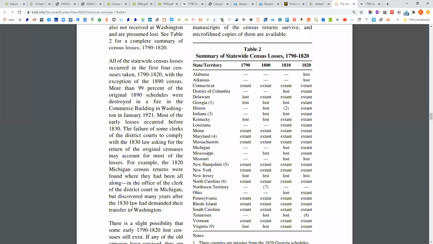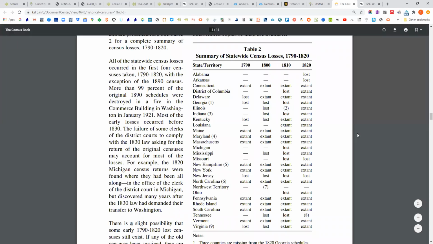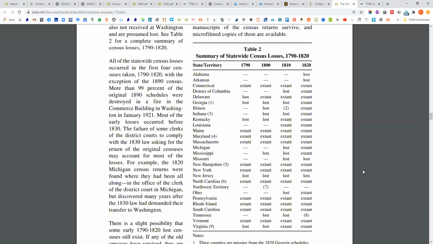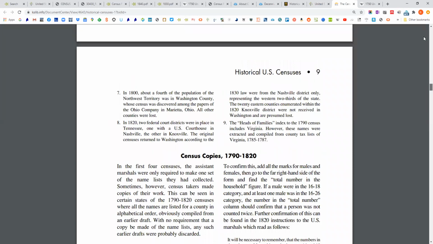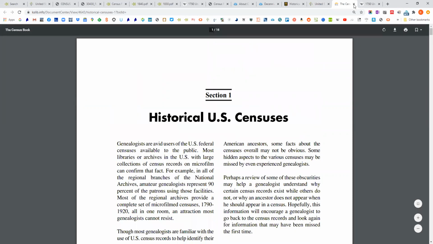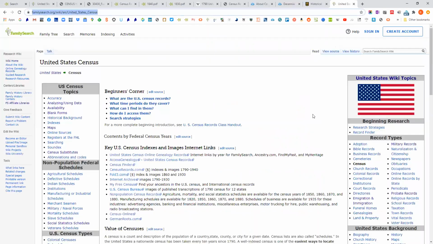There is a chance, you know, they mention here that some of these still exist in some courthouse basement or something. I keep hoping. I have a client I was working with for New Jersey, and we keep hoping that one of these days when a courthouse moves into a modern building, they'll find a box of old census records that they weren't expecting. So as I said, this book has a lot of detail as well, and it's online, and you'll get that in the handout.